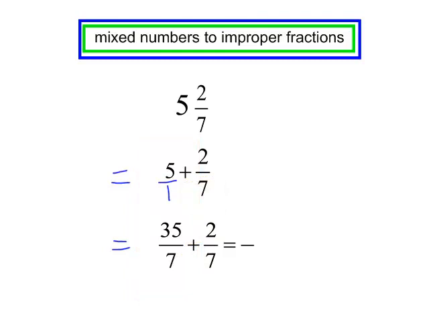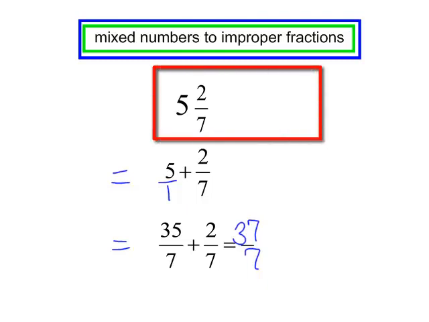And when we are adding fractions, we get that common denominator, keep that denominator, and add the numerators. 35 plus 2 is 37. So 5 2/7 is the mixed number, and the improper fraction is 37 over 7.